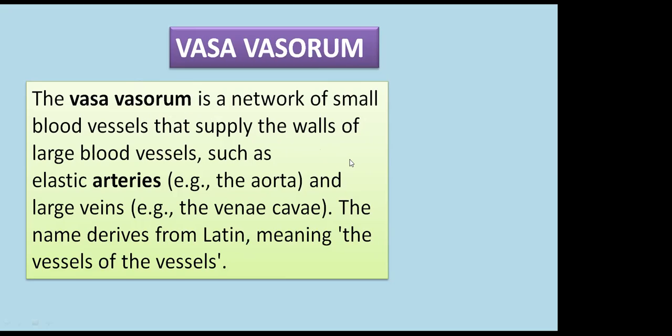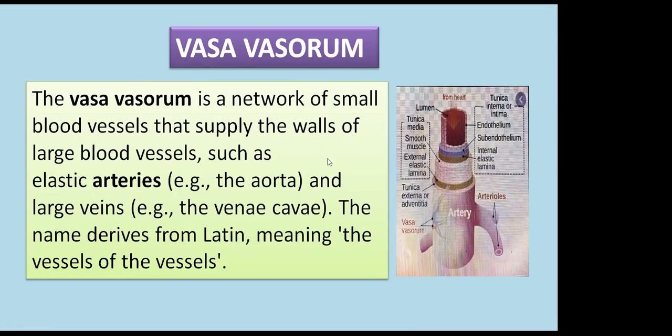Vasa vasorum is a network of small blood vessels that supply the walls of large blood vessels such as elastic arteries and the veins. Here in this image you can observe the wall of an artery which is supplied with a network of small blood vessels. These again are of two types, arteries and veins. The arteries supply nutrient and oxygen rich blood to the wall of the artery, and the veins collect carbon dioxide rich blood and waste products from the wall of the artery. So the wall of the artery is supplied with a small network of tubes called vasa vasorum. Remember this.